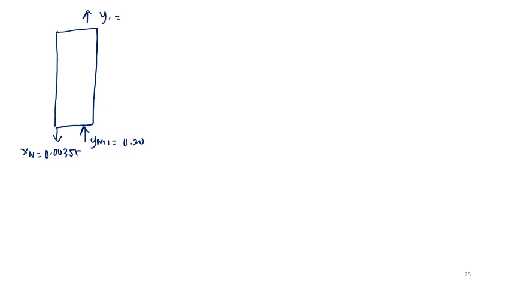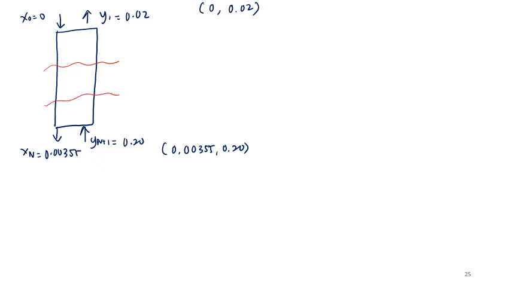Okay, so from the material balance, you have some coordinates for the operating line. So here yn plus 1 equals 0.20 and xn is 0.00355, y1 is 0.02, x0 equals 0. So the coordinates for the operating line are 0, 0.02, and also 0.00355, 0.20. But because the operating line is not constant in the slope, you have to find some intermediate coordinates for the operating line.